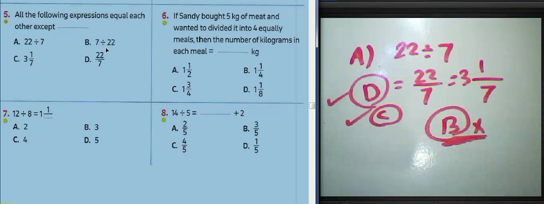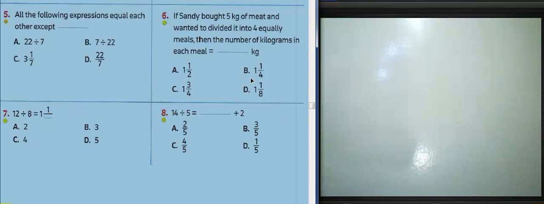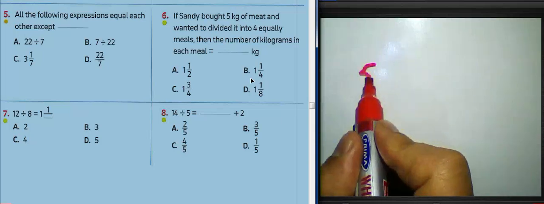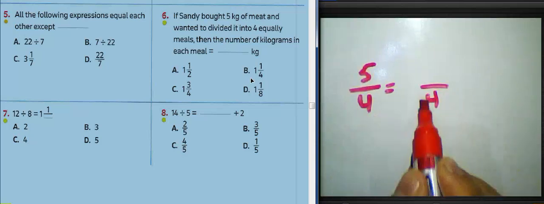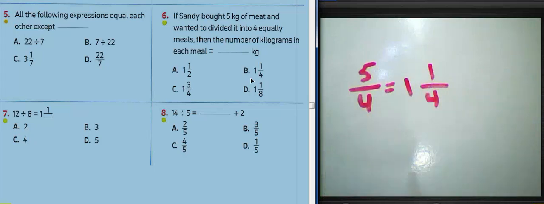Question number 6. If Sandy put 5 kilograms of meat and wanted to divide it into 4 equal meals, then the number of kilograms in each meal equals space. We can divide 5 by 4. 5 divided by 4 equals 1 and the remainder 1. So we must choose letter B. Again, 5 divided by 4 equals 1 and the remainder 1. So we must choose letter B about this example.